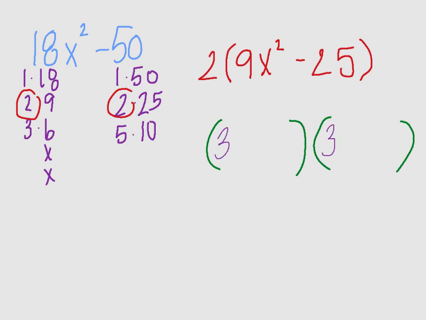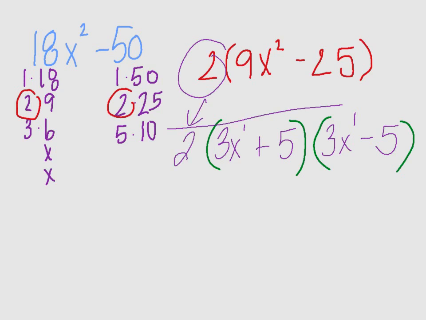I need to split those x's evenly, so x1, x1. And the number times itself to give me 25 is 5 and 5. Make one of those a positive and one of those a negative. My GCF that's in front just drops down. And here's your final answer for multi-step.